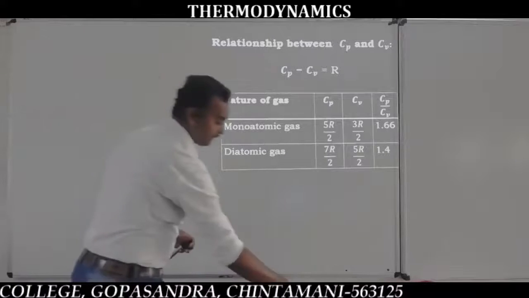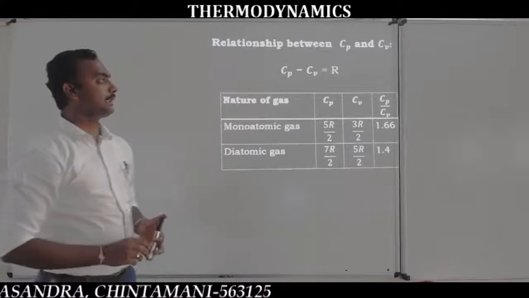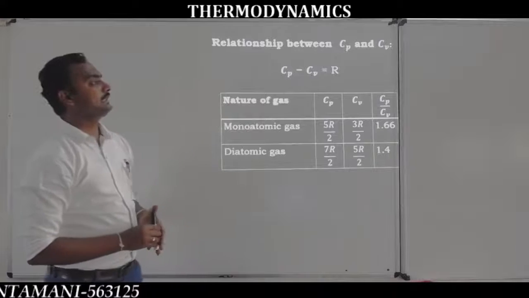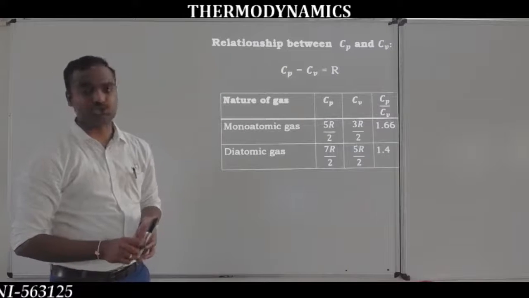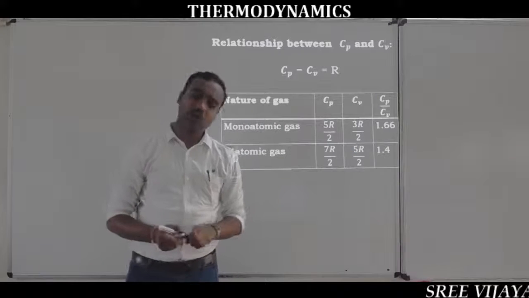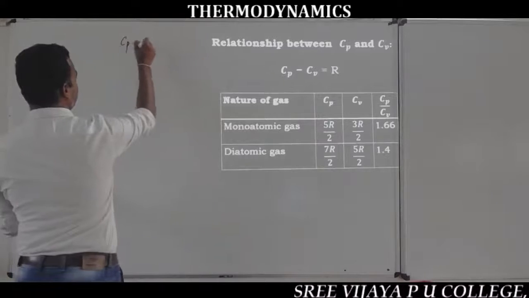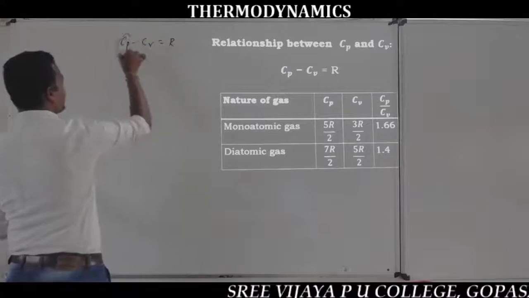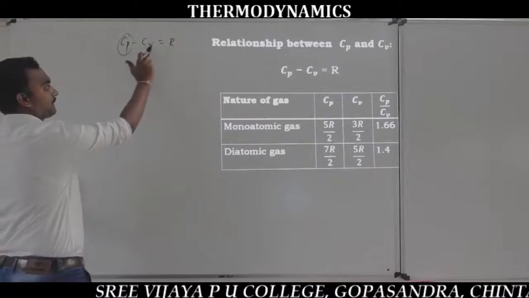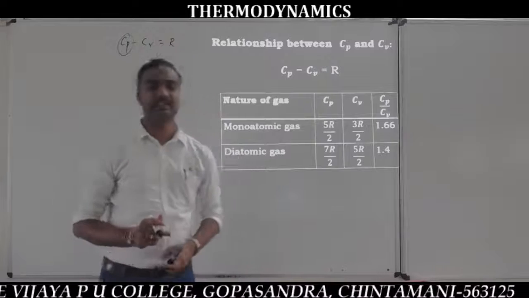I think this concept also comes in your physics. Molar heat capacity at constant volume is CV, and molar heat capacity at constant pressure is CP. CP minus CV is equal to R, where CP is the molar heat capacity at constant pressure and CV is the molar heat capacity at constant volume. The difference between these two is the gas constant, R.